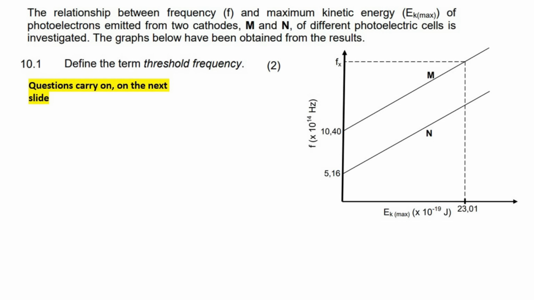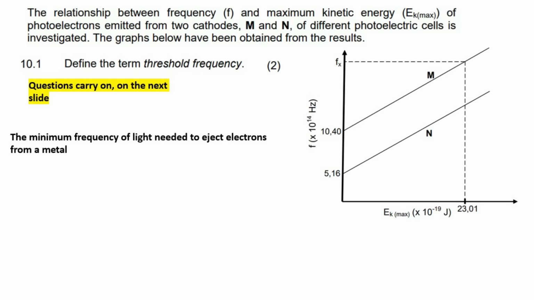It says that the relationship between the frequency and the maximum kinetic energy of photoelectrons emitted from cathodes M and N of different photoelectric cells is investigated. The graphs below have been obtained. Okay, so this is definitely a photoelectric effect kind of question. And the first question says, define the term threshold frequency. And so there we have it. It is the minimum frequency of light needed to eject electrons from a metal.